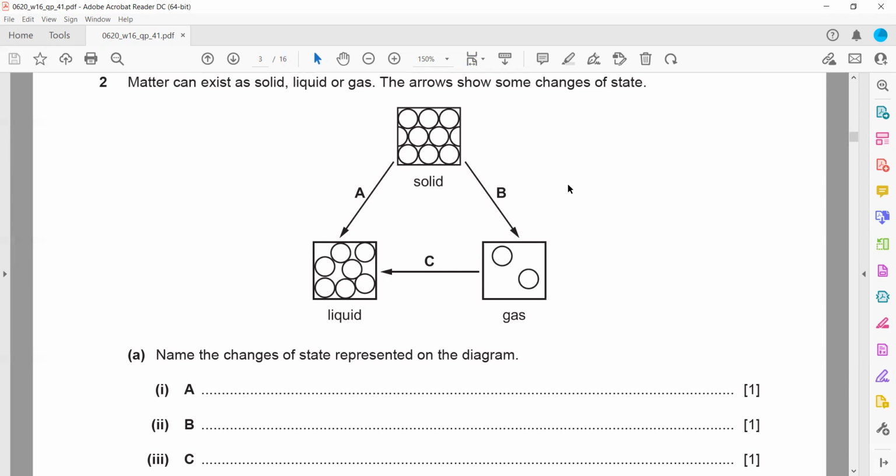This one is melting. B is a solid turned into a gas, or sublimation, and C is a gas turned to liquid, that is condensation.